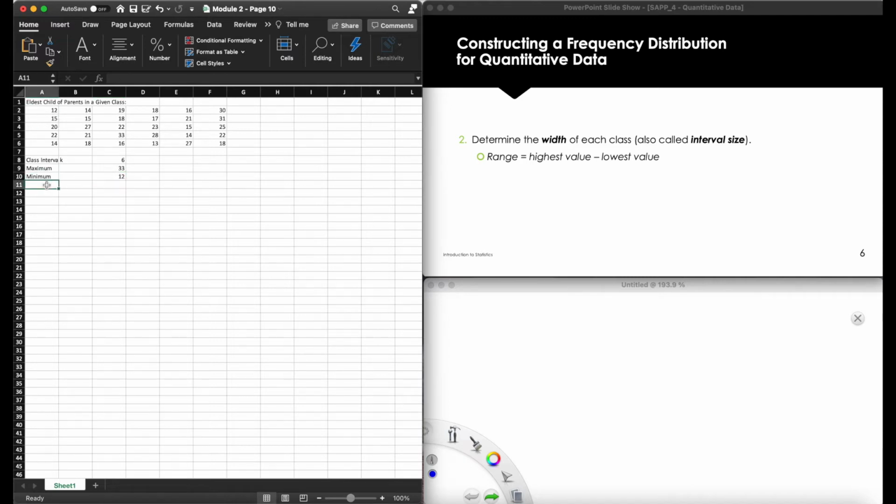So how do we get the range? The range is highest value minus lowest value. So what we can write is highest value minus lowest value, enter. So our range is 21. Okay, that's our range.